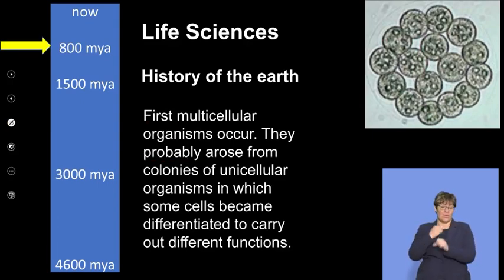800 million years ago, the first multicellular organisms occur, and they were probably produced by unicellular organisms that clumped together. For example, in this picture here, there are a whole lot of unicellular organisms clumped together, and they found that when they stayed together, they were safer. And they then started carrying out different life functions and helping each other out. And that is how multicellular organisms came into existence.